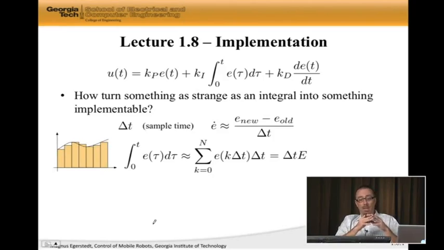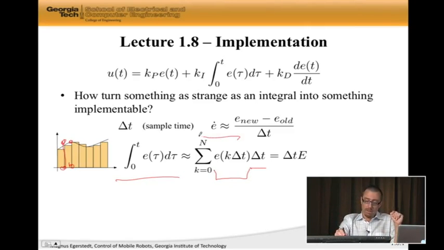And in fact, then the integral is simply a sum of the values at the sample times. So the value at that time, we multiply it by delta t to get the rectangle, and then we sum up all the rectangles. That's a reasonable approximation. What I'm going to do is take this sum and call the sum E. So then the integral is roughly equal to delta t times E.